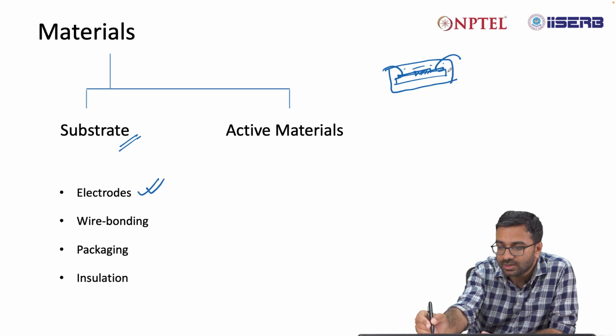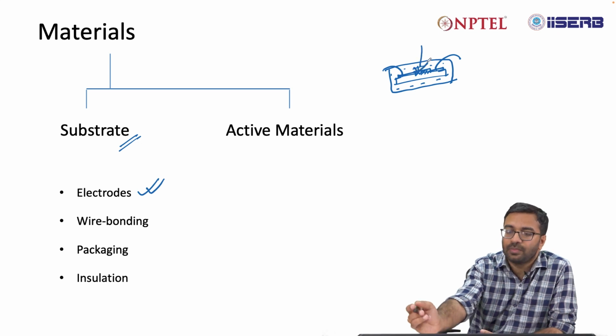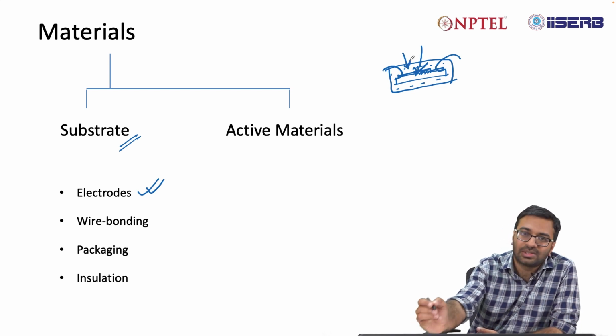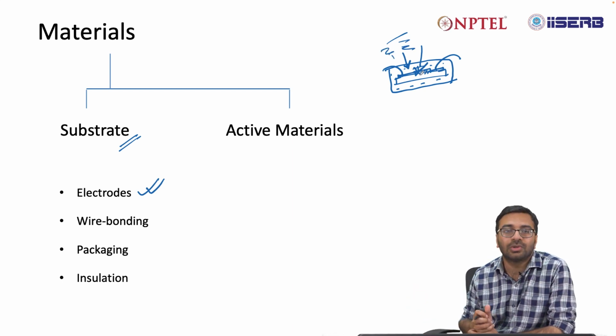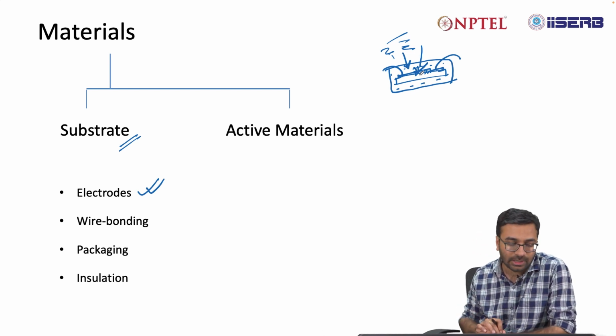Say this is the packaging material. This should conduct the heat from outside to the active material. If it's a thermal insulator, then it's difficult for this sensor to detect temperature outside, because this heat energy will not get transferred to the active material. So you need to choose a suitable material for packaging as well.